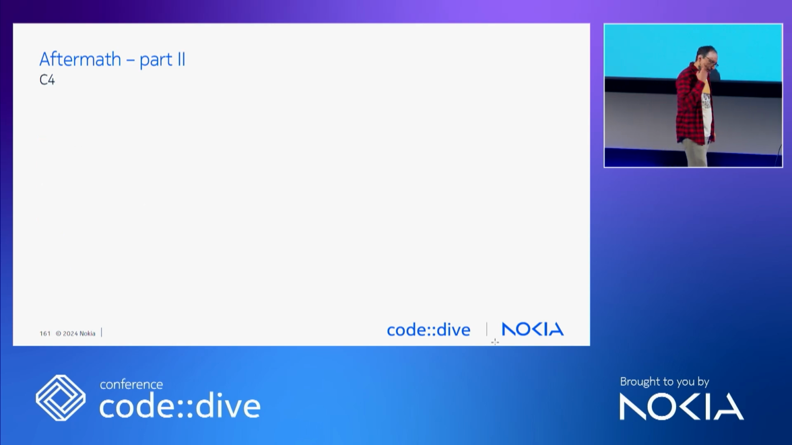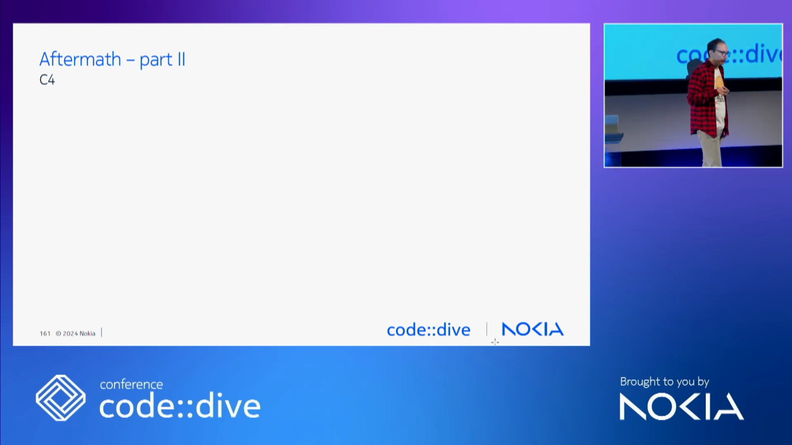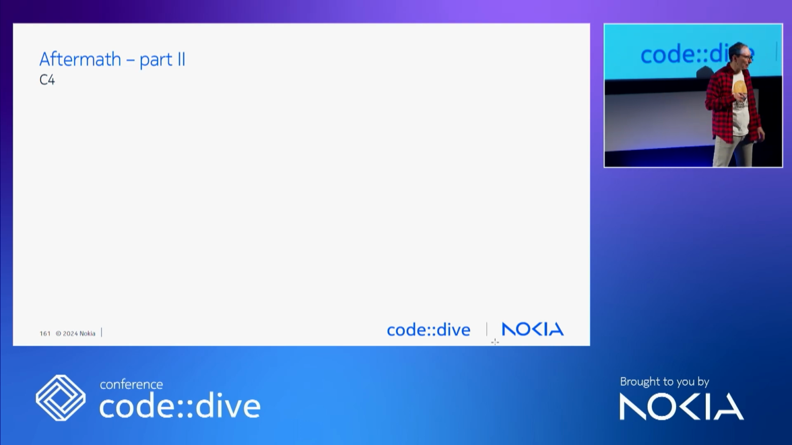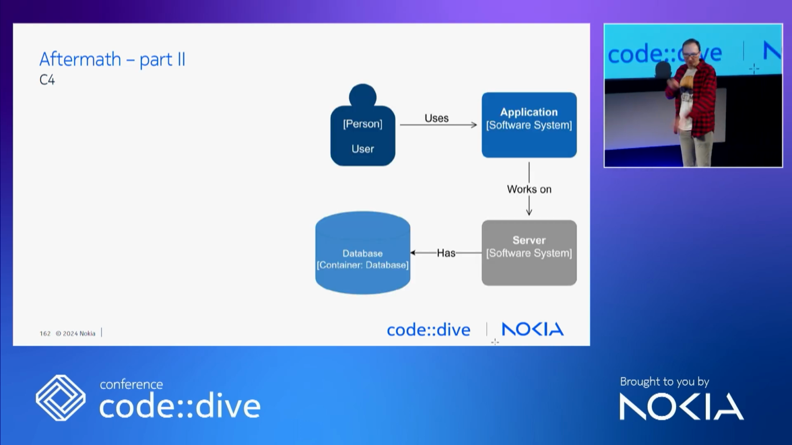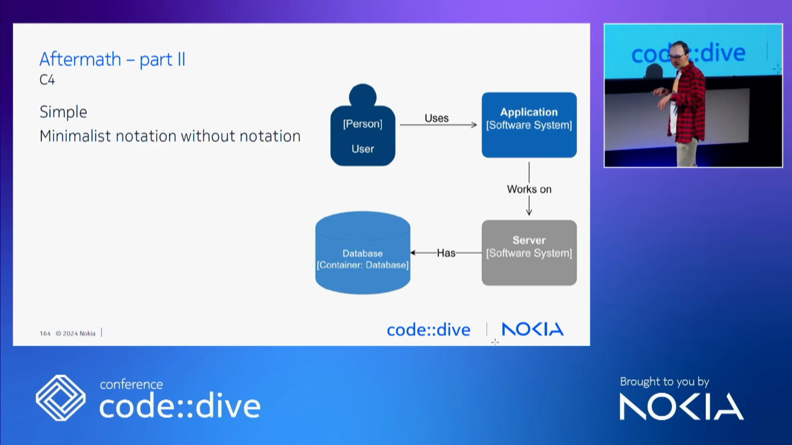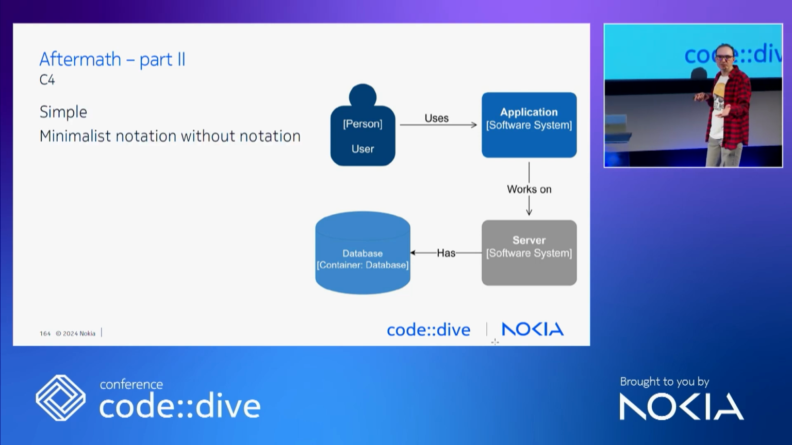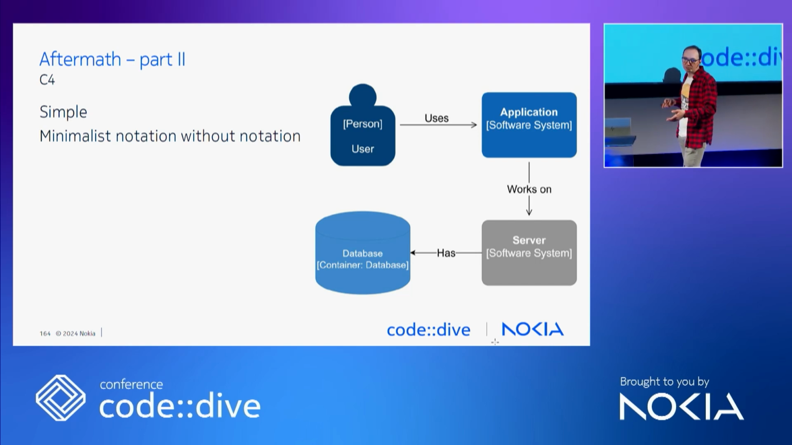Another thing that gained some traction is C4. This is the invention of a guy called Simon Brown. It looks like that. Not Simon, just C4 notation, or actually it doesn't look like that, because it's so simple that Simon does not propose any notation. This is a set of elements you can use, but you can use something different if you like.